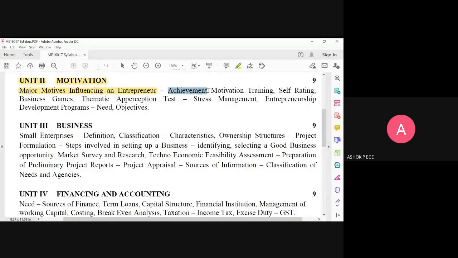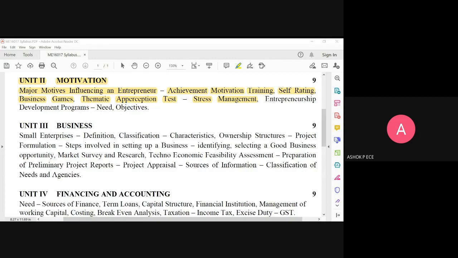Achievement: what is he going to achieve in society? Motivation: who is going to motivate him? Is he a self-motivated person, or is society going to motivate him? The required training, the self-rating, business games: what tactics he is going to apply to make his business successful, thematic perception test. All these things influence an entrepreneur, and each entrepreneur has a different role to play in his business. Stress management: in case the business is going dull or he is in loss, how is he going to manage the business? That is stress management.